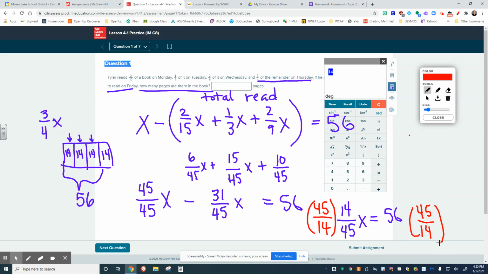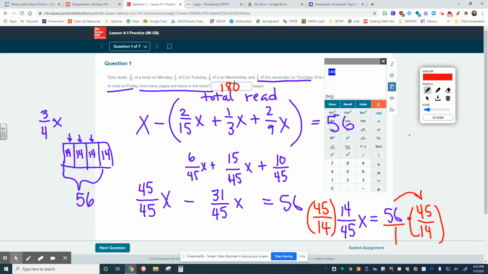And then I want to get back into my calculator to be able to do this. What I want to do with this is multiply straight across 56 times 45 and then divide by 14. Here we go. 56 times 45 equals 2,520, divided by 14, which equals 180. So now what I'm thinking is there's 180 pages in the book. I'm going to leave it up to you to go back and check to see if I'm right.